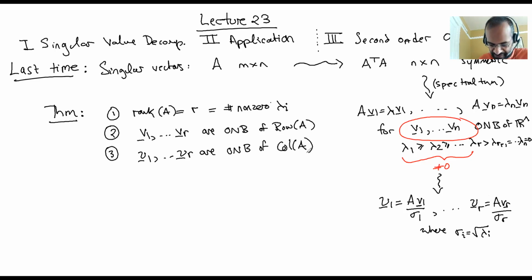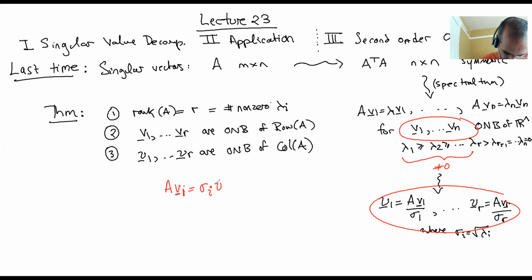Okay, so you have this very special pair of orthonormal bases like this. And these are called the left and right singular vectors, and they're related by this equation. A v_i equals sigma i u_i when i is less than or equal to r, and A v_i is just equal to 0 for i bigger than r.